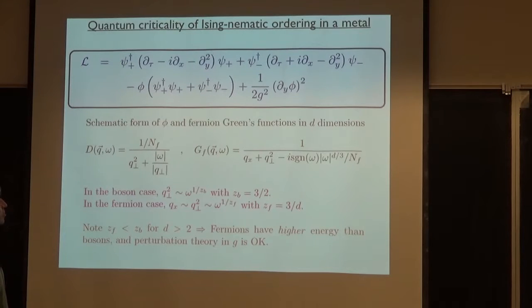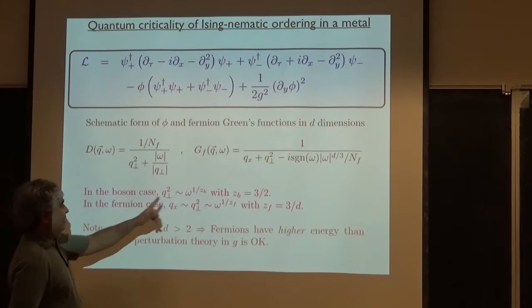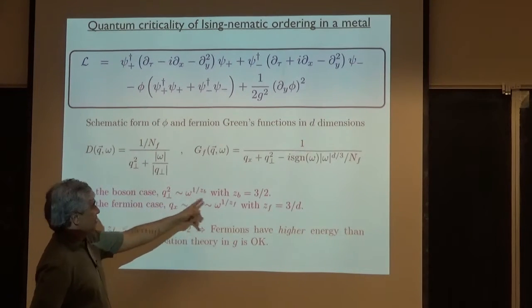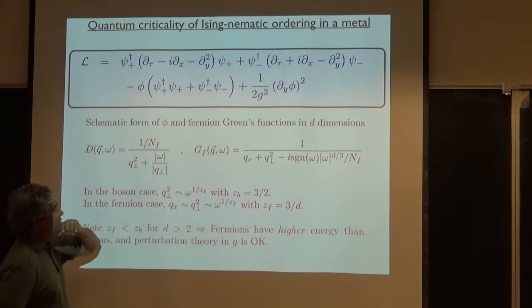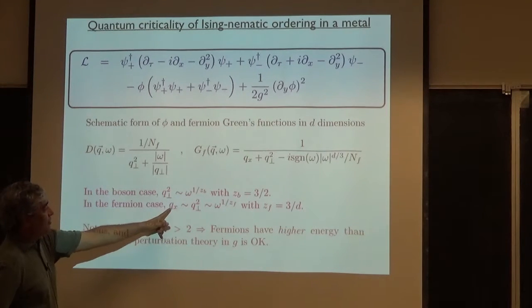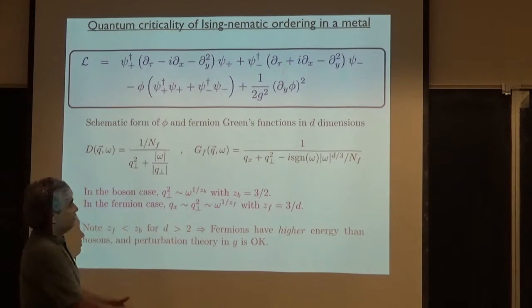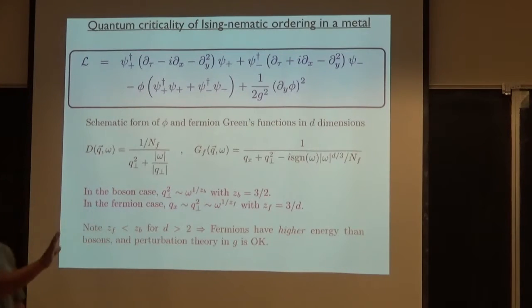I've screwed up somehow here. There's a little typo here, but if I take this literally, I get Z boson equals 3. But I'm talking about Z with respect to Qx, so there should really be a 2 over there. Apologize, there's a factor of 2 that I got wrong. It's a typo in this slide.